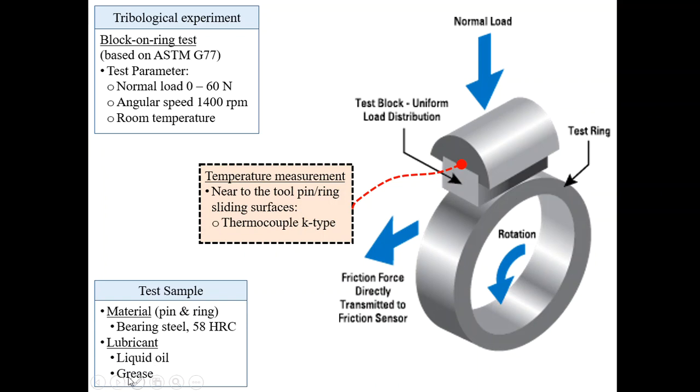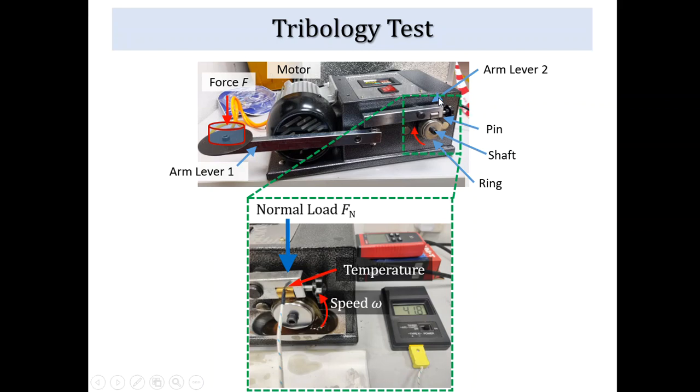It can be liquid, oil, or it can be grease. So here you want to study the friction. You want to study the heating effect between the pin and ring sliding surfaces. So here is how it looks for the test setup. You see the pin, you see the ring, and we can record the temperature measurements using this thermocouple, and we can record the rotations as well as RPM.